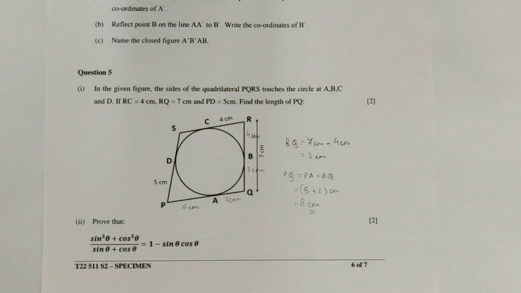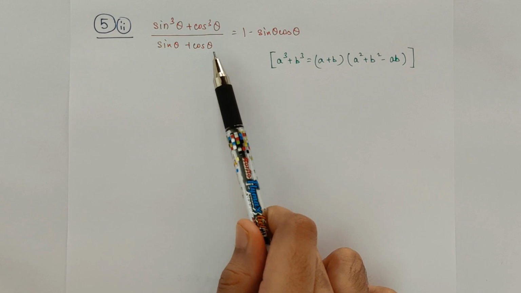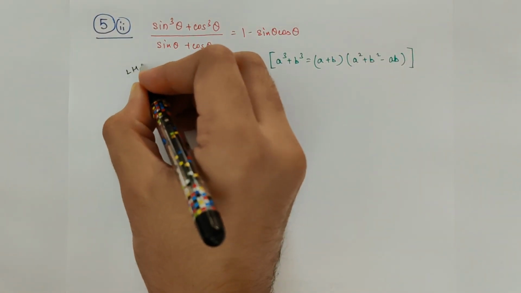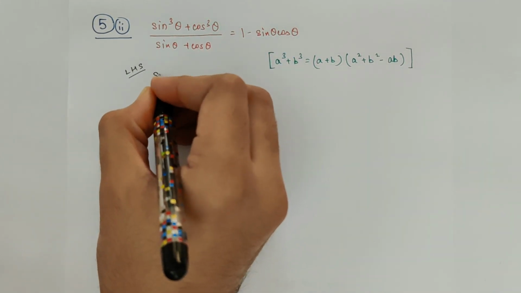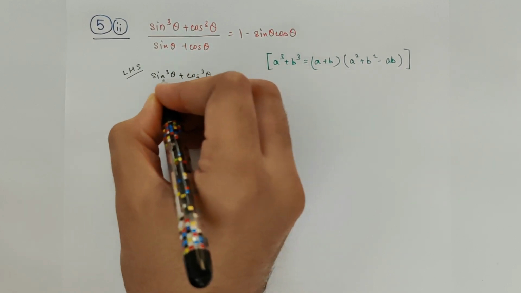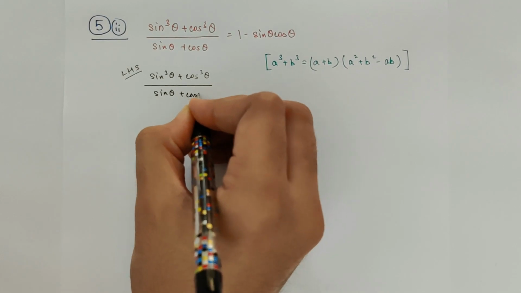You have to prove that sine cube theta plus cos cube theta divided by sine theta plus cos theta is equal to 1 minus sine theta cos theta. So another sum from trigonometry, let's solve it. So guys, over here we have to prove that LHS is equal to RHS. We begin with LHS. We have sine cube theta plus cos cube theta divided by sine theta plus cos theta.